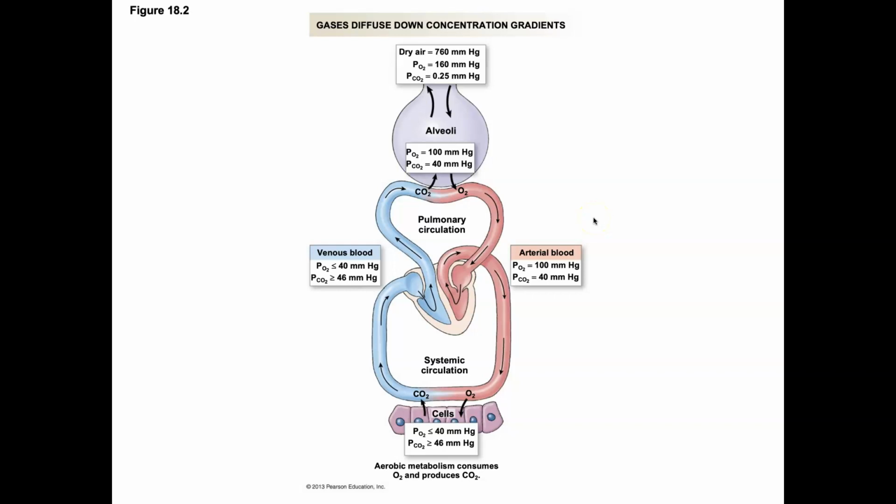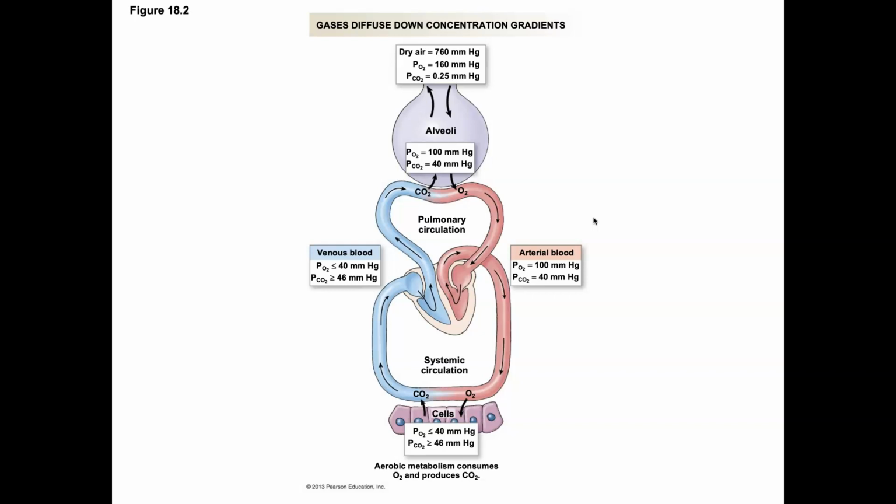Let's talk about gas transport in the respiratory system and the importance of the oxyhemoglobin dissociation curve. So when we look at the respiratory system, it's important to focus on the diffusion of oxygen and carbon dioxide across cell membranes and how they're transported in the cardiovascular system.